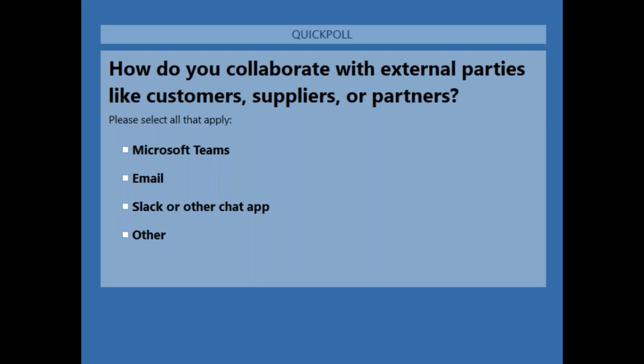And what we're going to ask is, how do you collaborate with external parties like customers, suppliers, or partners? You can answer more than one. Do you use Teams? Do you use email? Do you use Slack or some other chat app? Or do you use some other app that's not listed in one of those three?